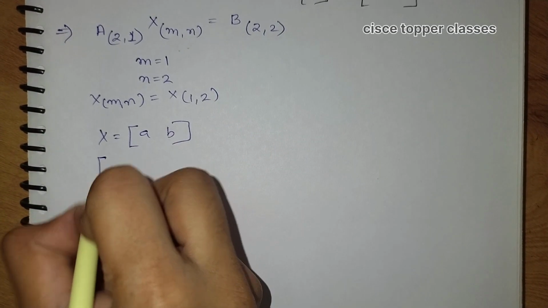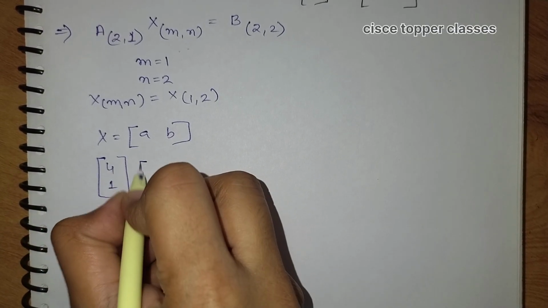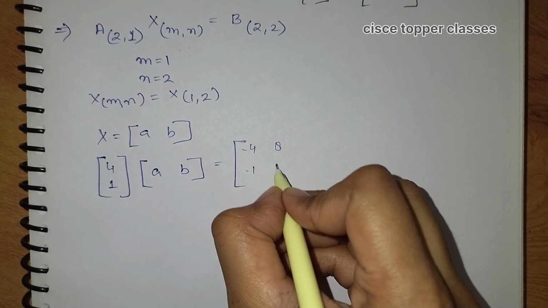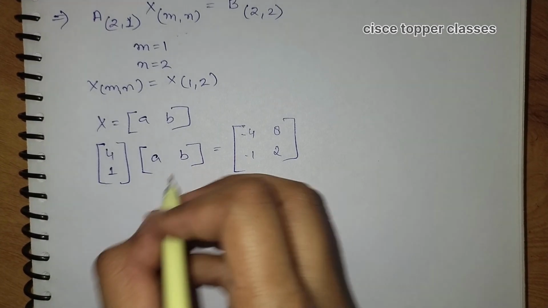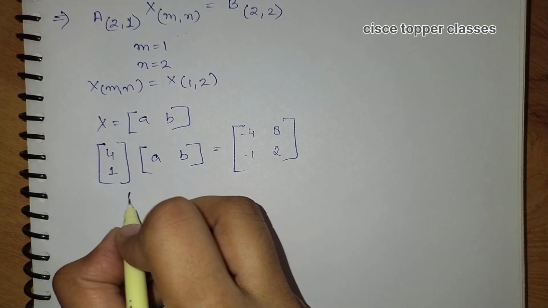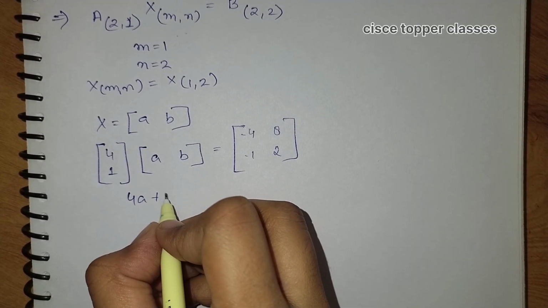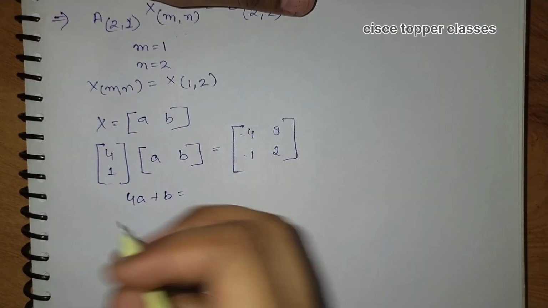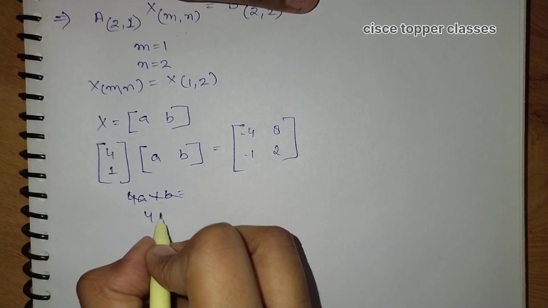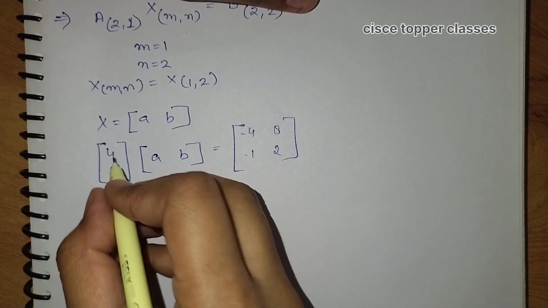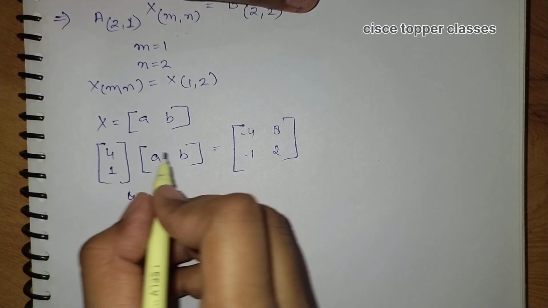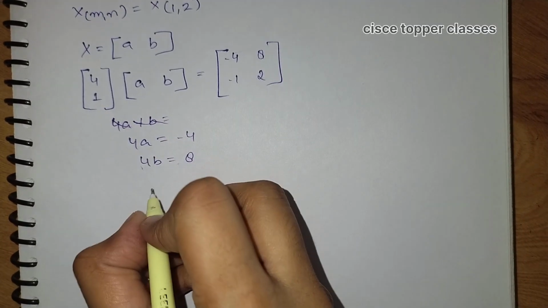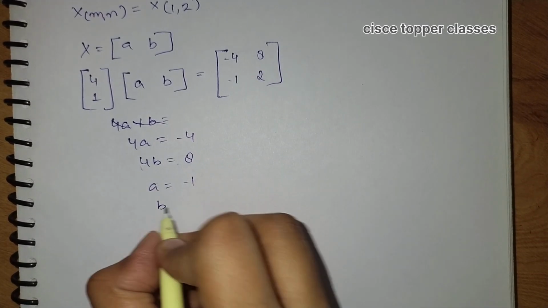So we can write matrix X as row 1 and column 2, means a b is the matrix here. So we can write 4, 1 multiplied by matrix a b equal to the given matrix, and by forming equations now we can solve and find the values of a and b. So here this will become 4a, sorry, 4a is equal to minus 4, and like that it will become 4b is equal to 8, and here a is equal to minus 1 and b is equal to 2.